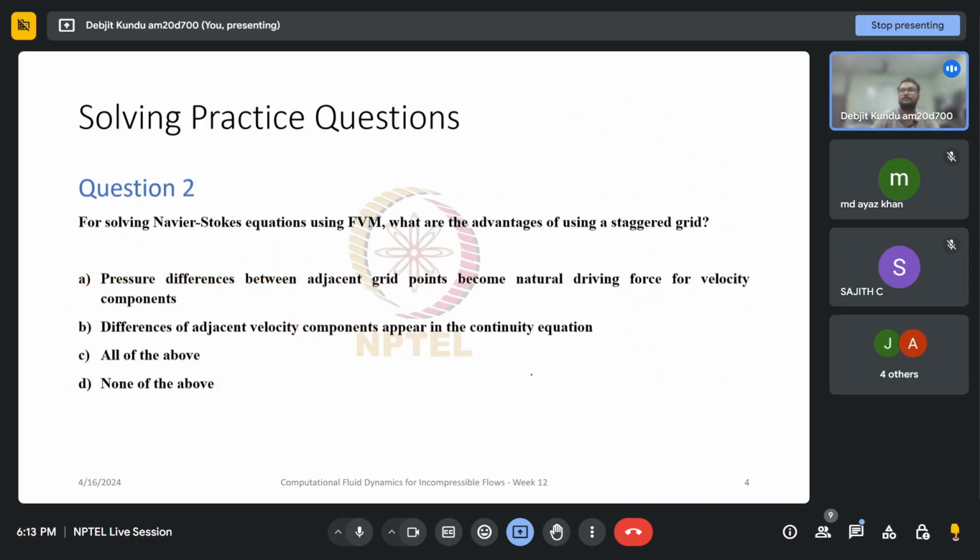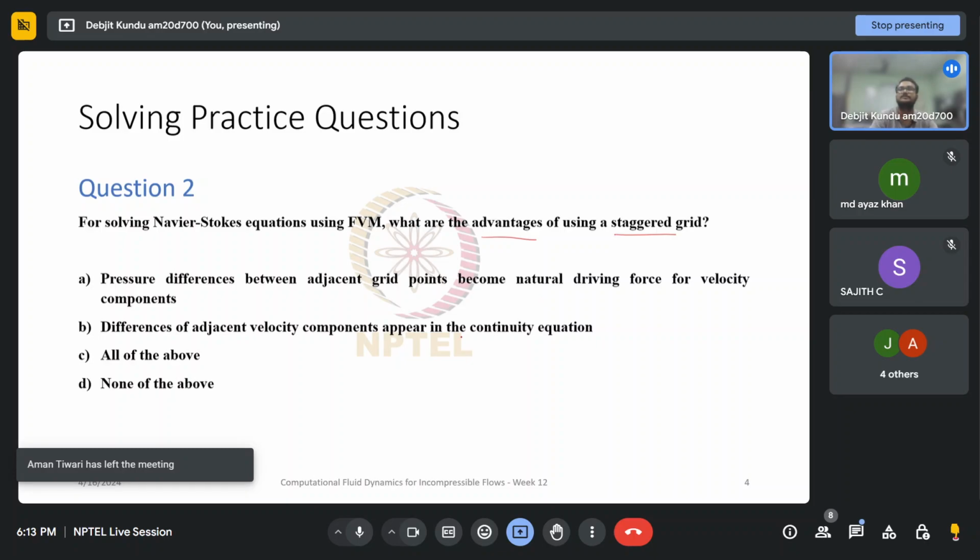We'll move on to question number 2 now, which is asking us, for solving Navier-Stokes equations using finite volume method, what are the advantages of using a staggered grid? Now we look at the other side of the coin. We looked at disadvantages of a collocated grid. Now we will look at the advantages of a staggered grid.